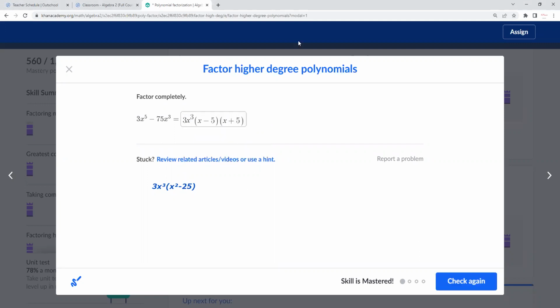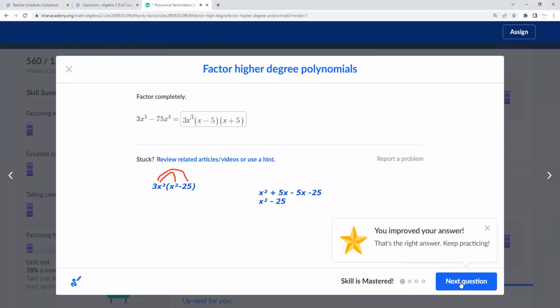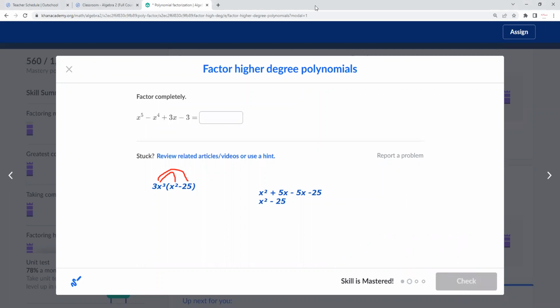Okay, so that's why it's good to check your answer. If I were to multiply this, I would get x squared plus 5x minus 5x plus 25. Sorry, minus 25, which is right back to where I started. If I were to multiply this, I would get right back to 3x to the 5th minus 75x to the 3rd. So this should have been an x to the 3rd. I took out the wrong GCF. My apologies. So just practice this as much as you can.